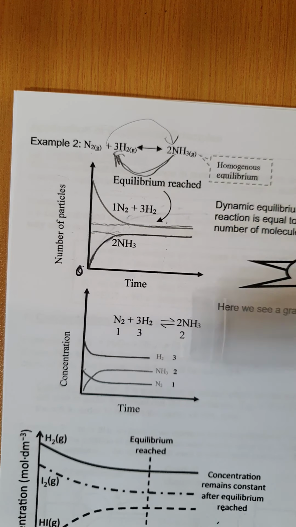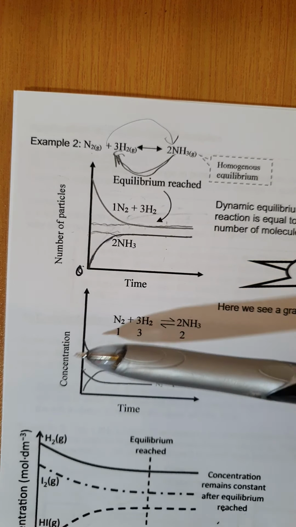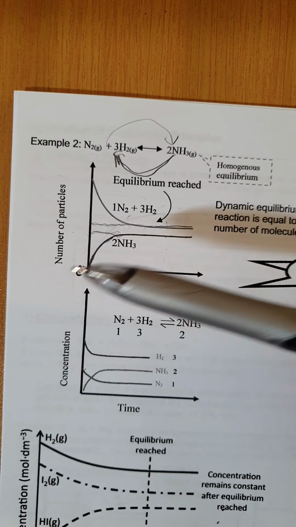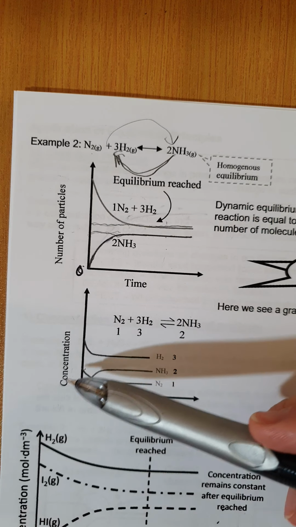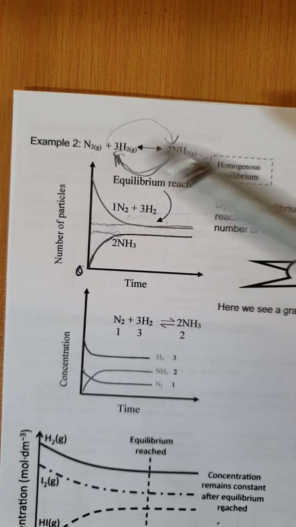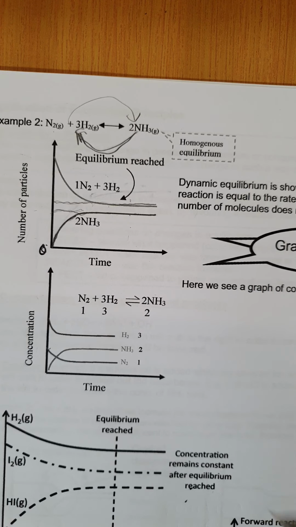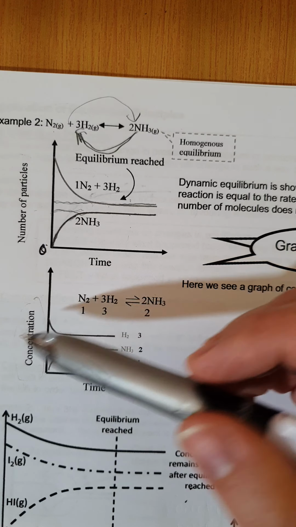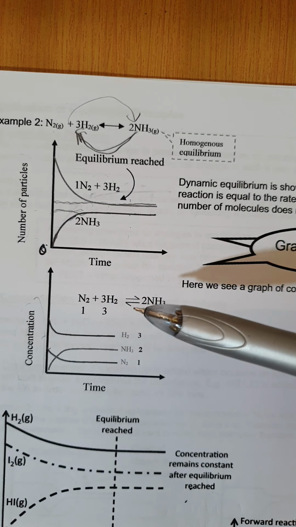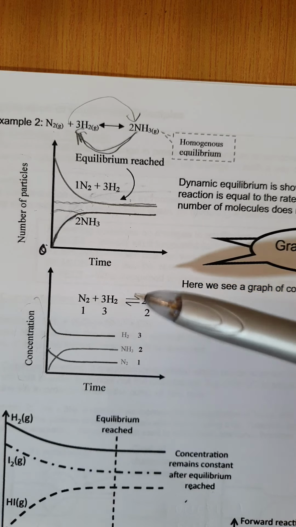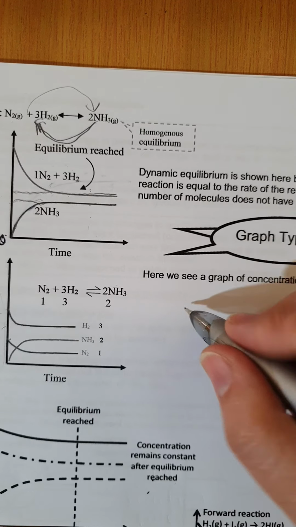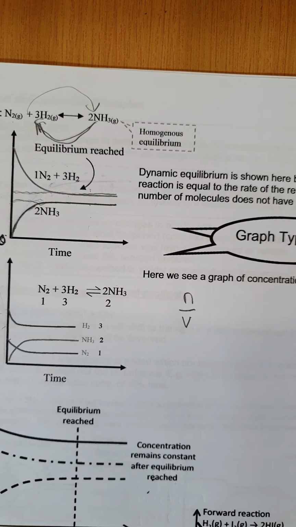That's why this is type 2, because we're looking at number of particles or concentration. Remember, concentration is number of moles per volume. This is number of particles. It could also be number of moles. So here we're looking at a volume that is constant, and we're checking the concentration. Now, if our volume changes, our concentration will also change, because remember, it's number of particles over volume.